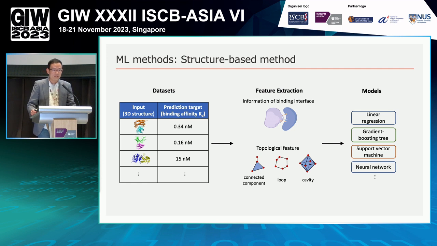For the structure-based method, the feature extraction is also very important. As we know the structure of the protein, we can focus on the binding interface, and we can extract the distance pattern of the atoms on the binding interface, and we can also extract the topological feature for the prediction.